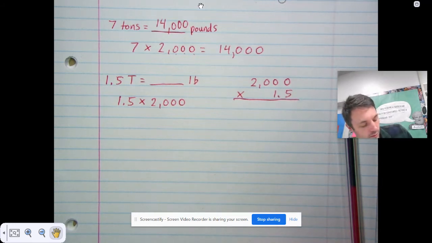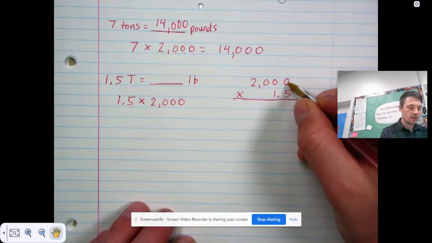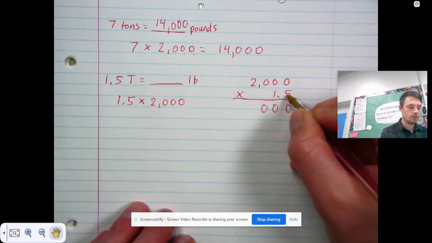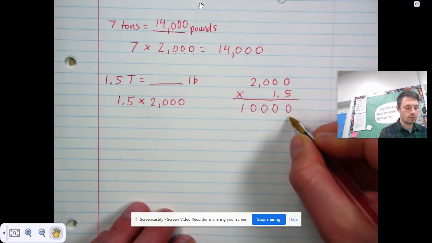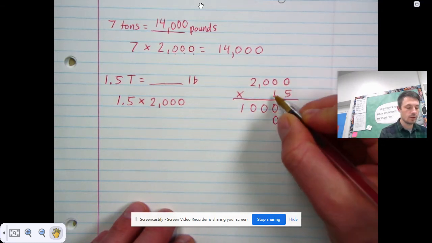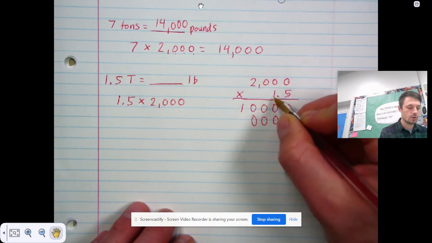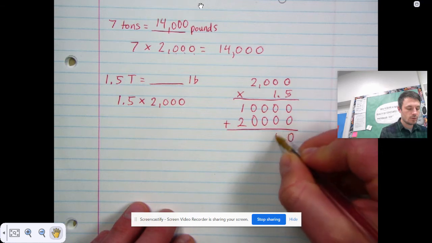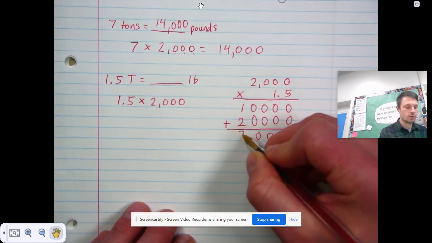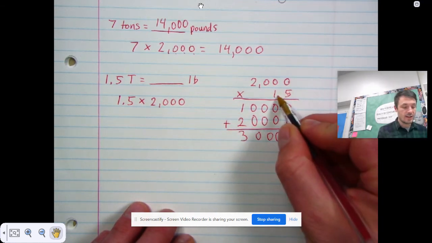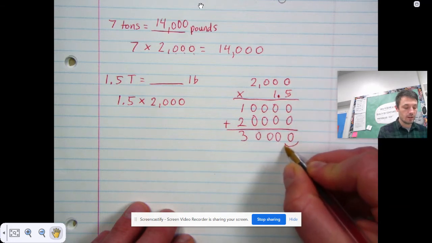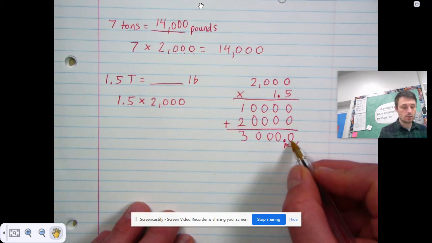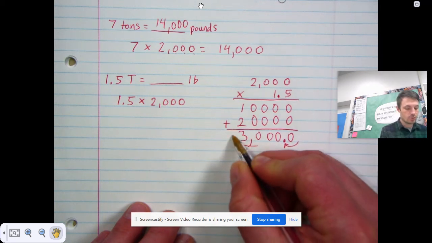Okay, so 5 times 0 is 0. 5 times 0 is 0. 5 times 0 is 0. 5 times 2 is 10. Put our placeholder. 1 times 0 is 0. 1 times 0 is 0. 1 times 0 is 0. 1 times 2 is 2. We didn't really have to do it that way, but 0, 0, 0, 0. 1 plus 2 is 3. Now, the decimal point goes 1 place over to the right. So we don't actually need this 0 right here. The answer is 3,000.